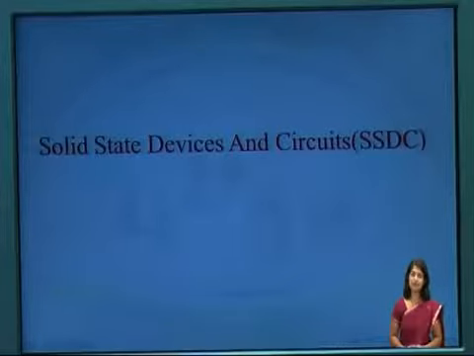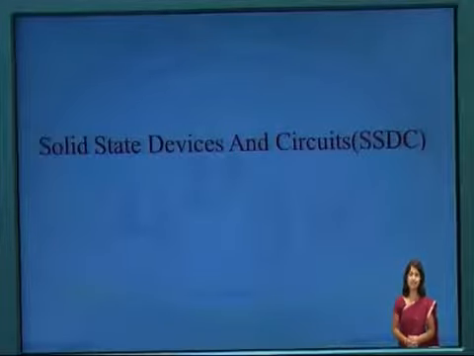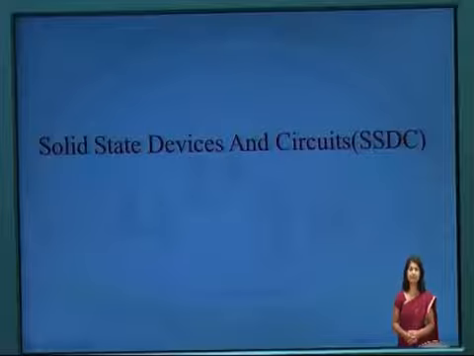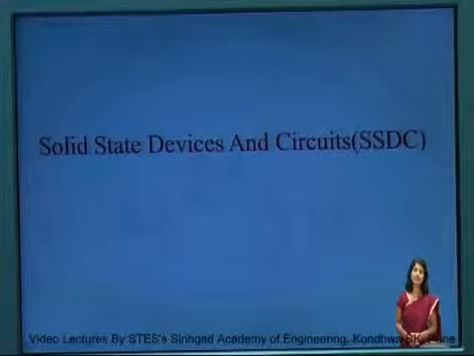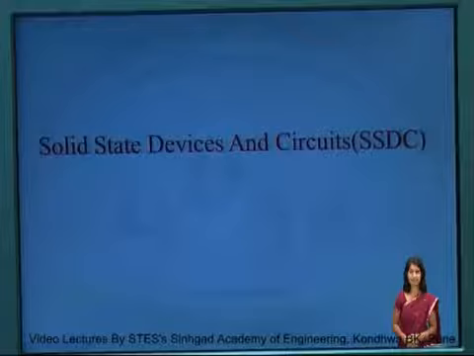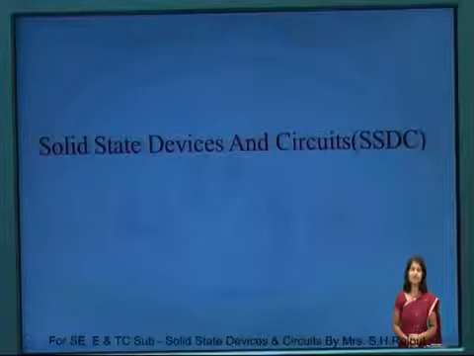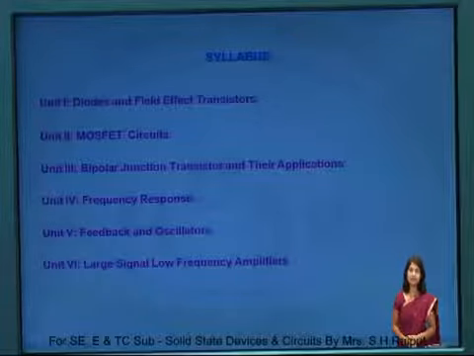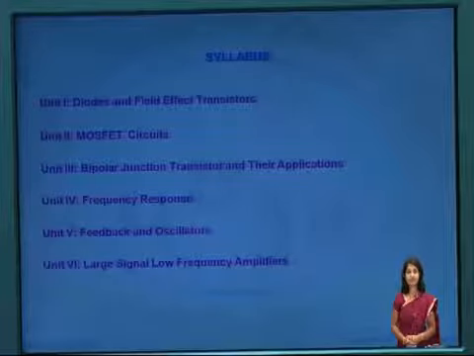This subject focuses on different devices like diodes, BJT, which stands for bipolar junction transistor, then FETs, which stands for field effect transistor, and MOSFET, that is metal oxide semiconductor field effect transistor, its different characteristics, its applications, and so on.